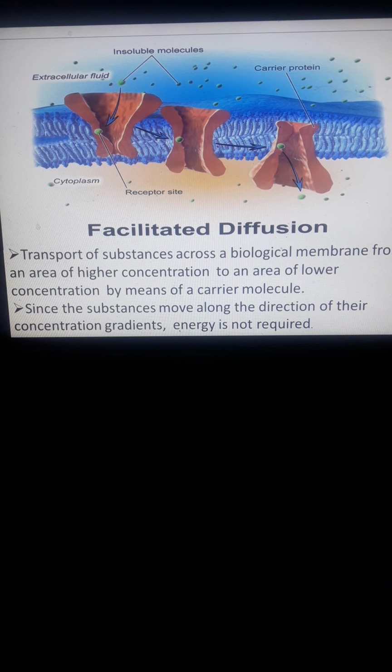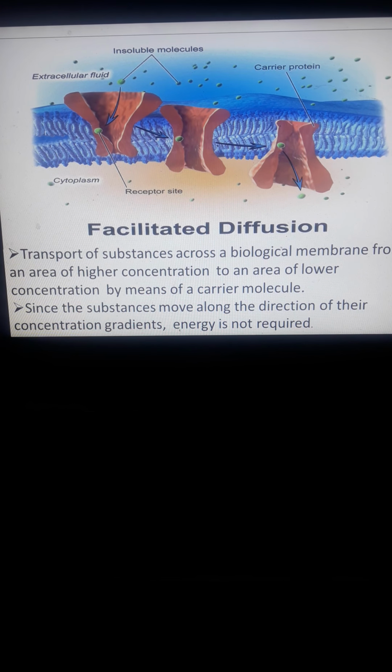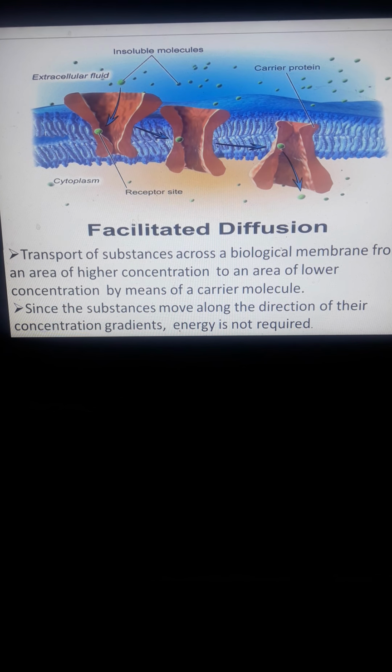So the facilitated diffusion process is the transport of a substance across a biological membrane from an area of higher concentration to an area of lower concentration by means of a carrier molecule. Since the substance moves along the direction of the concentration gradient, energy is not needed, because we have a higher concentration here and a lower concentration inside the cells, in the cytoplasm. So there is a faster movement of solutes from higher concentration to lower concentration.